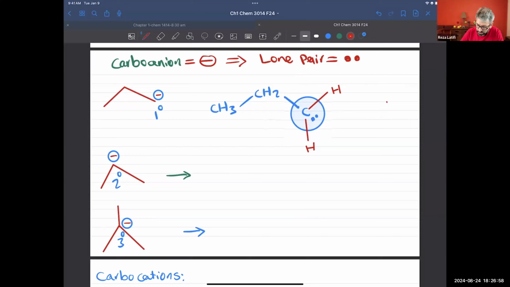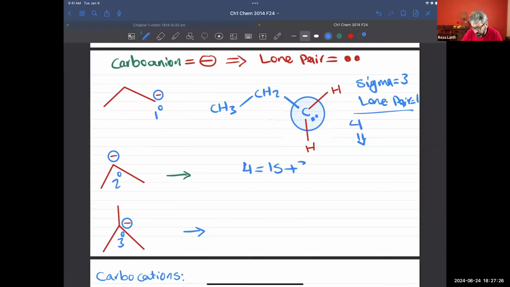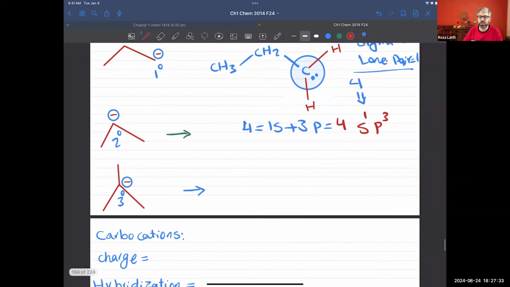Now, I've got sigma equal to 3 and lone pair equal to 1. So I have 1 lone pair and 3 sigma bonds. I got 4 pairs. If you want to accommodate 4 pairs, you need the hybridization to be 1 from S plus 3 from P, and that's going to give you 4 hybrid orbitals of sp3. So the hybridization is always going to be sp3.